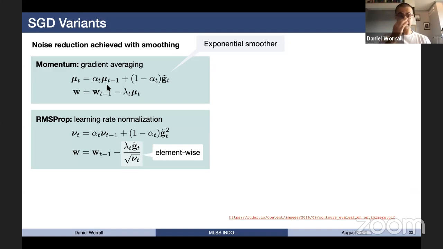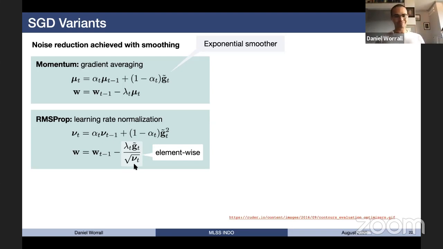Another thing you can do is learning rate normalization. So instead of using the average gradient, people use the average square gradient. Now, why would you do this? So you take an exponential smoothing of the square gradient, and then you divide your noisy gradient by the square root of this. Well, there are different explanations for why this is a good idea. As a lot of the time in machine learning, people come up with rules, they find that they work really well, but they don't have good explanations for why they work well. They just do.